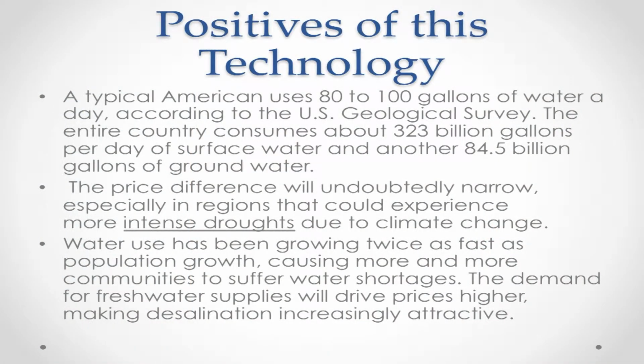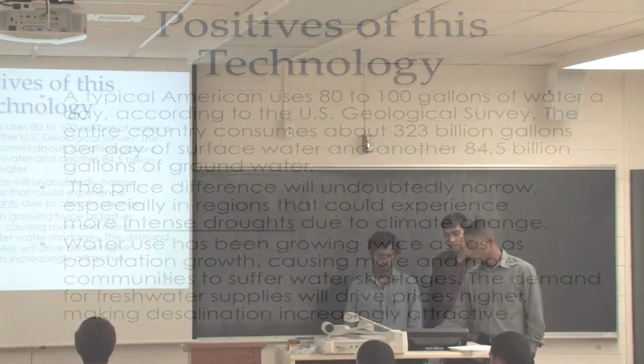Positives of this technology. A typical American uses 80 to 100 gallons of water a day, according to the U.S. Geological Survey. The entire country consumes about 323 billion gallons per day of surface water and another 84.5 billion gallons of groundwater. The price difference will undoubtedly narrow, especially in regions that could experience more intense droughts due to climate change. Water use has been growing twice as fast as the population growth, causing more and more communities to suffer water shortages. The demand for fresh water supplies will drive prices higher, making desalination increasingly attractive.